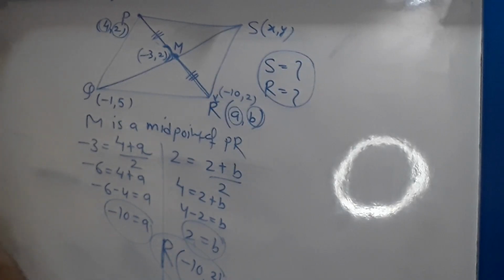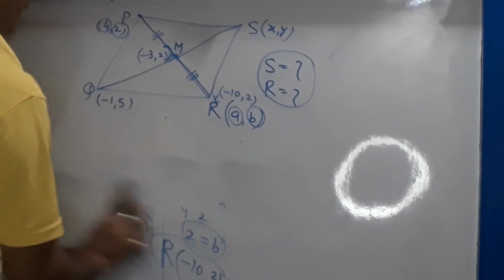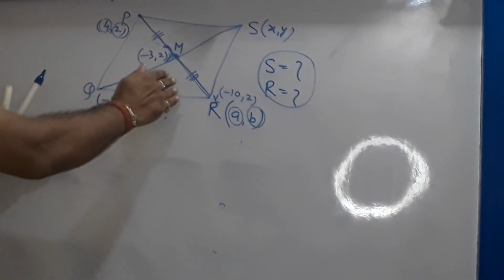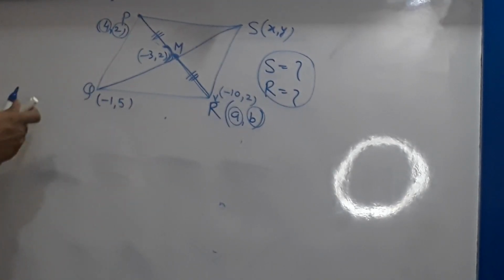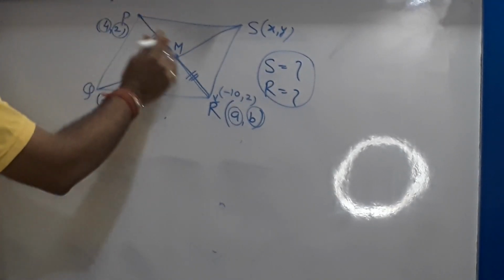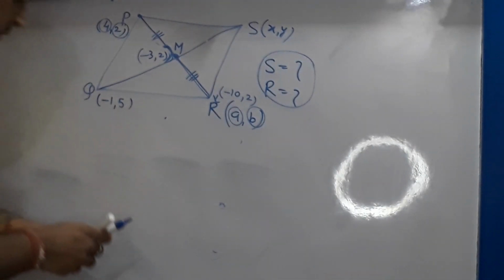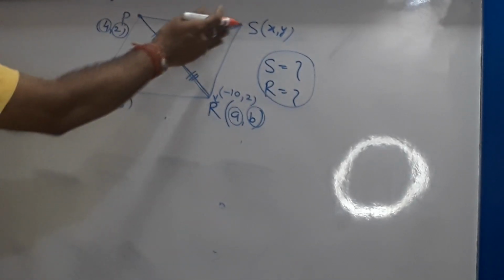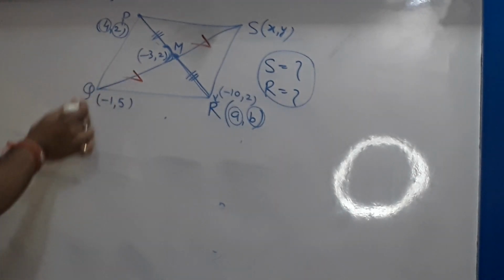Now I will use the second diagonal. What is that? If this diagonal bisects this, then this diagonal bisects this also. Correct? This diagonal bisects this also. So MS is equal to MQ.